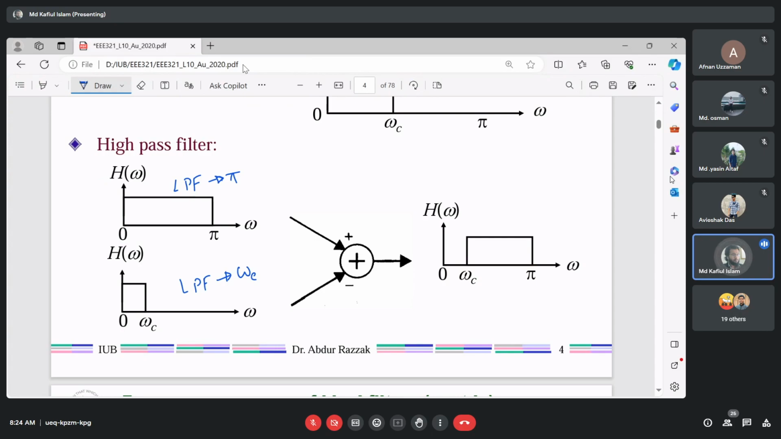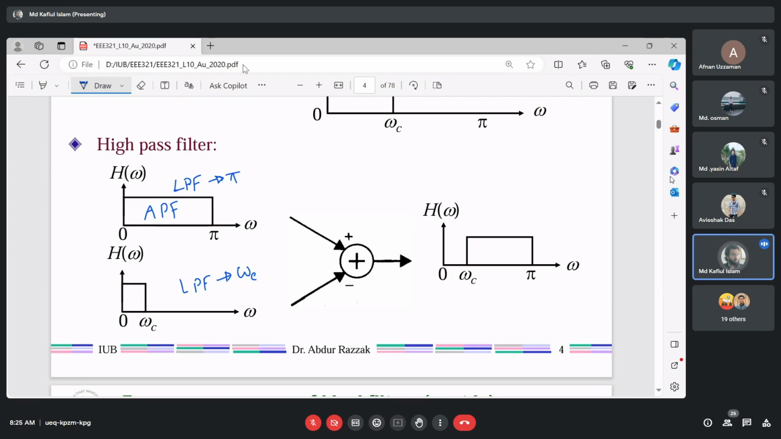So when you're talking about a low pass filter with a cutoff frequency π, at the same time, this is an all pass filter. Because if you think about from 0 all the way to π, and π is the highest angular frequency, that means you are covering each and every frequency, right? So it is actually an all pass filter. It allows all frequencies to pass. But this all pass filter can also be considered as a low pass filter with a cutoff frequency π.